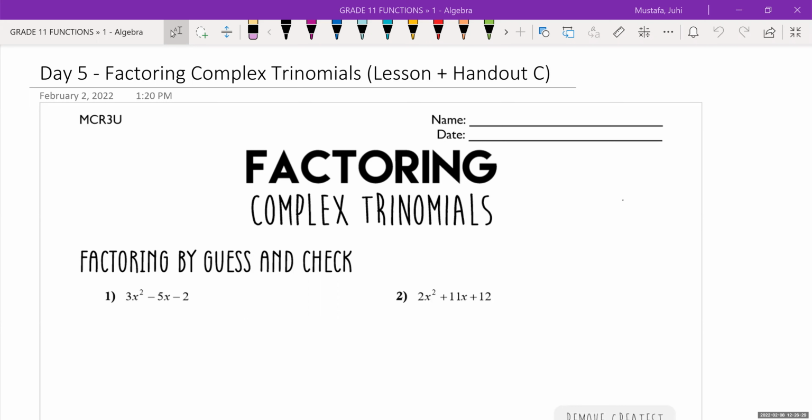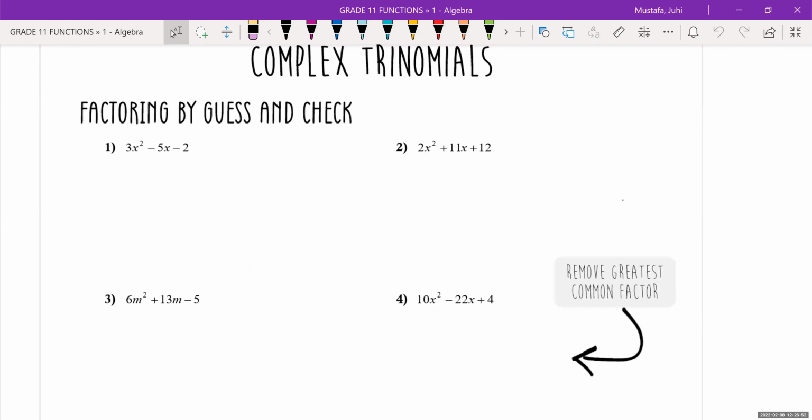The difference between a simple trinomial and a complex trinomial is that there is a number in front of the x squared now. So we just have to remember to take that into account when we are factoring. Once again, I'm going to show you the method that I like to use. You don't have to use it. If you have another method, you can go ahead and use that. Or if you prefer doing some other trick, you go ahead and try that as well.